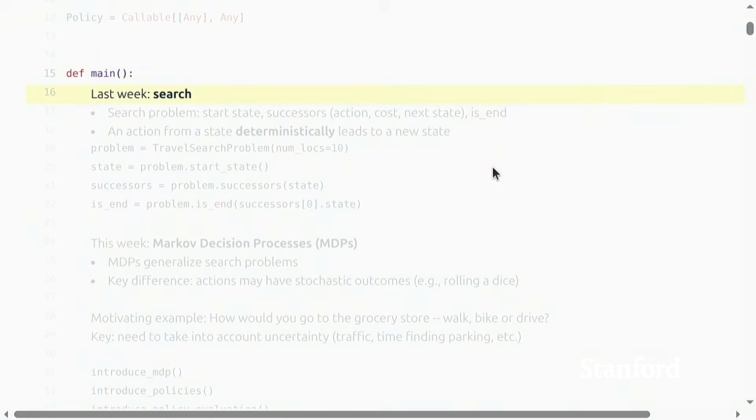Just recall where we are. Last week we talked about search. So search was our attempt to get into agents that could reason. And we formalized search as a search problem where you define a start state, set of successors from each state, which include what actions you can take, what their costs are, where you end up, and finally an is-end criteria.